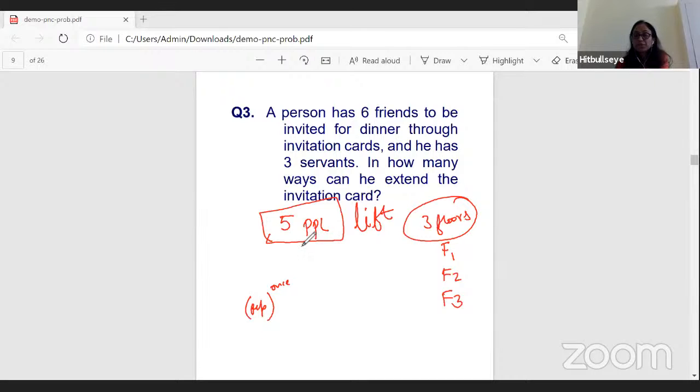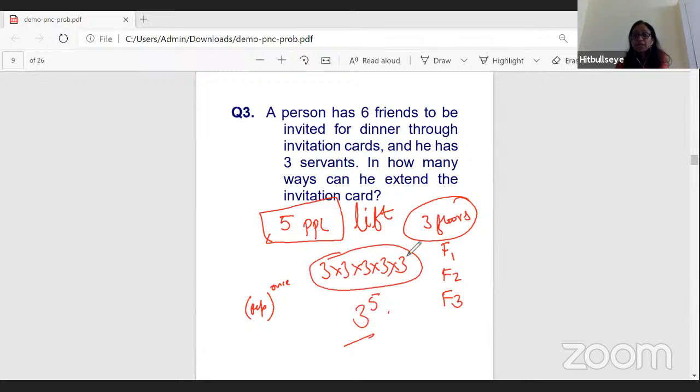Correct. So the first person has 3 options. He can get down at any of the floors. Second person also has 3 options. He will get down at any of the floors. Third person can also get down at any of the 3 floors. So it's like 3 into 3 into 3. How many times? 5 times. So the answer is 3 raised to power 5.